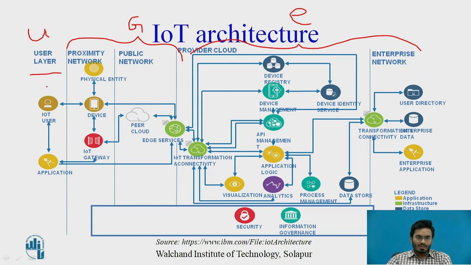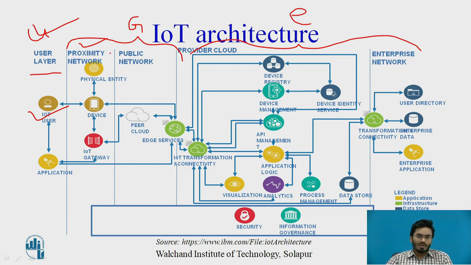So here, as you can see, you have a couple of IoT users. Then in the second layer, you have a physical entity, like a sensor. For example, let us say that I'm measuring the temperature of this particular room. I have a sensor in my hand and I am the user. So I am actually residing in this user layer. Later on, I have the sensor, which comes in the gateway section.